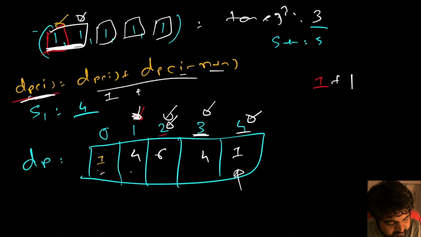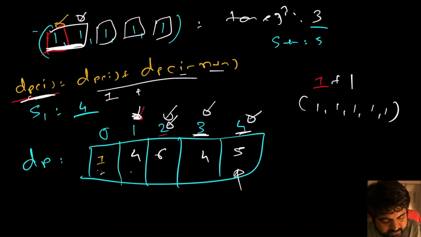For the final one, we are going to be doing the sum of these two values. So this value would become 5, which means we are saying that if we have to generate 4 using these values, then we have 5 different ways to generate 4.